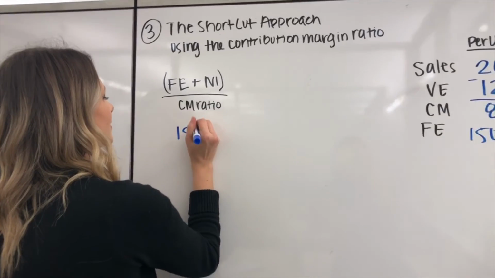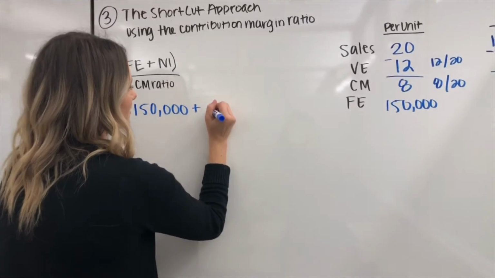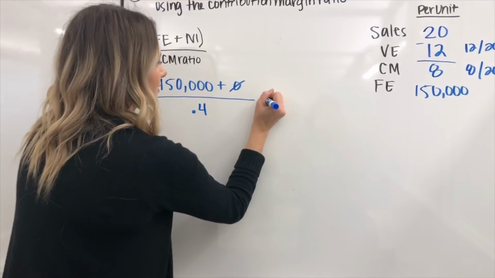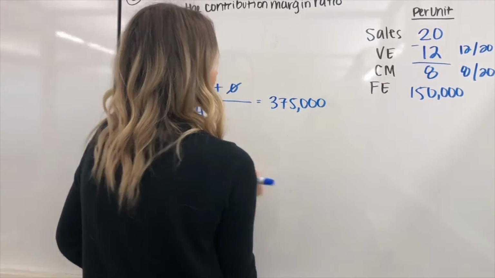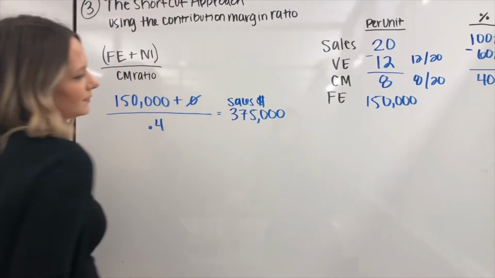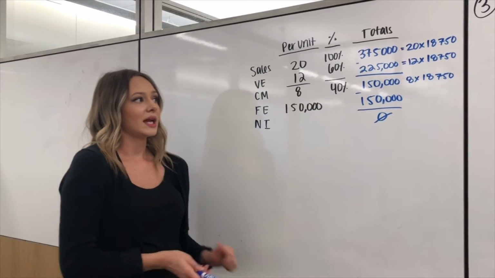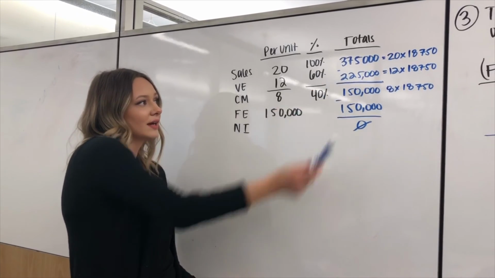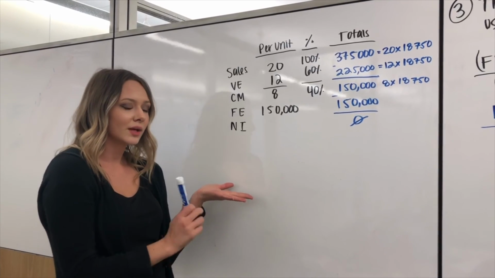So we have $150,000 of fixed expenses plus our net income of 0 divided by 40%, which gives us $375,000, and tells us our sales in dollars. So in order for our beach ball manufacturer to stay afloat, he needs to create at least 18,750 beach balls or have sales of $375,000 in order for his revenues to equal out his expenses.